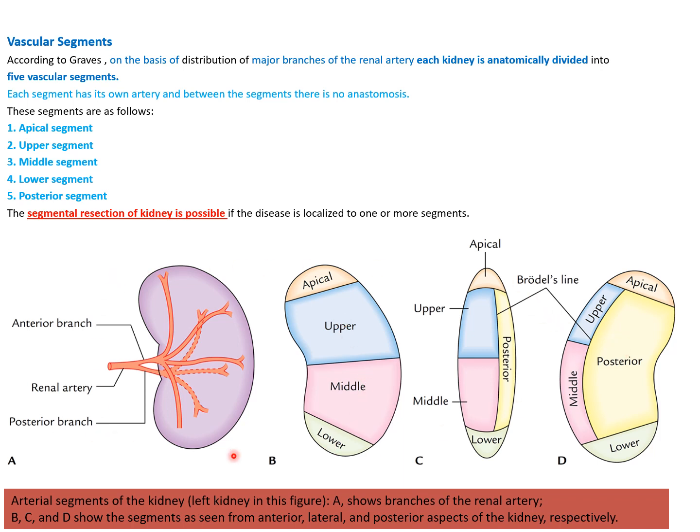This segmental supply is very important because there is no anastomosis between these segmental arteries. As there is no anastomosis between these segmental arteries, if there is disease of a particular segment, we can only remove that particular segment along with its blood supply. So it is very important. Localized excision of the kidney is possible on the basis of this vascular segment.